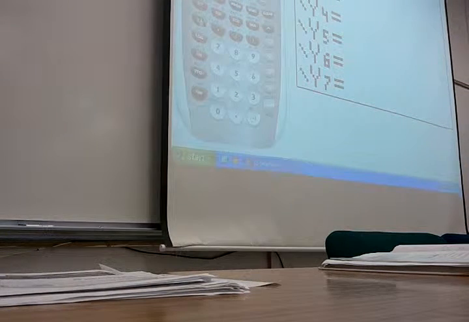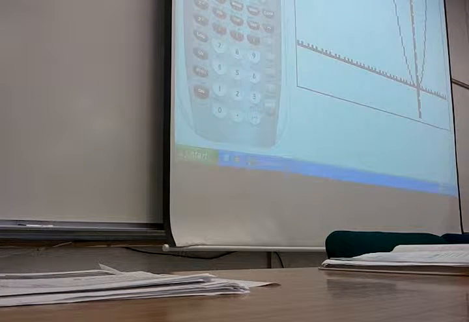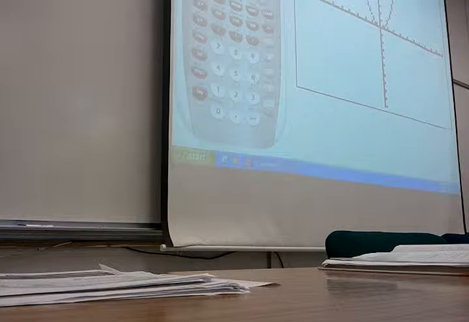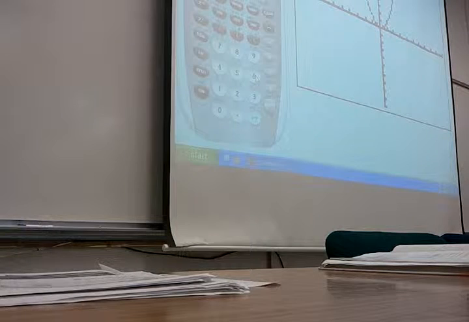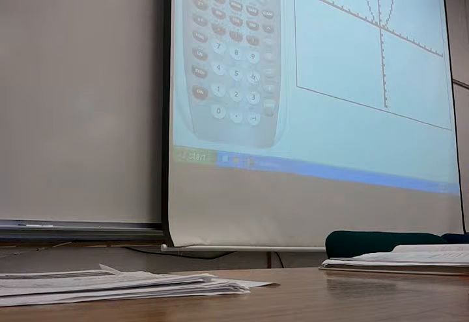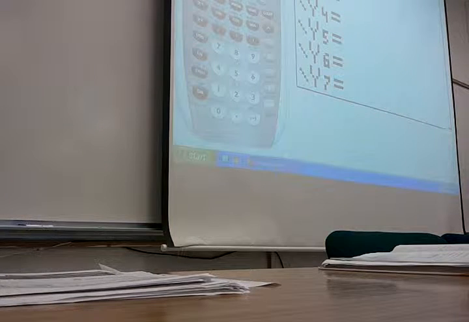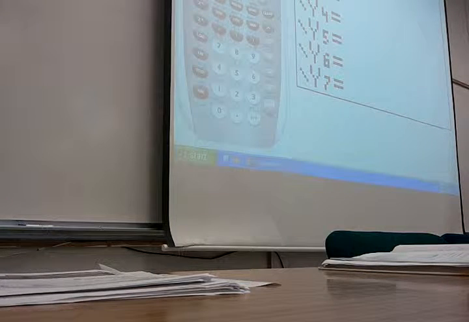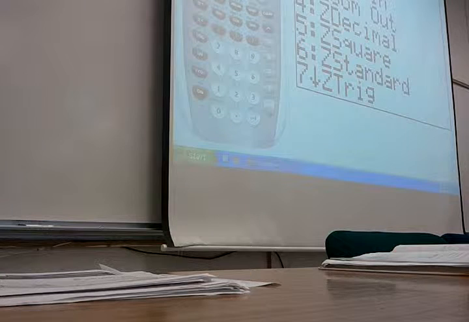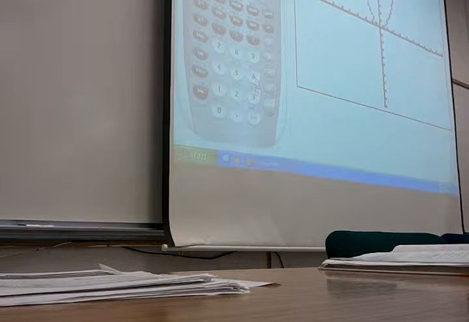Good old x squared. Let's do zoom 6, make it nice. There it is. Cool? What did you put in there? X squared. That's it? Just y equals x squared. And then zoom 6, you remember, anytime I put new stuff in, I hit zoom 6 to kind of start me off at 10 by 10.